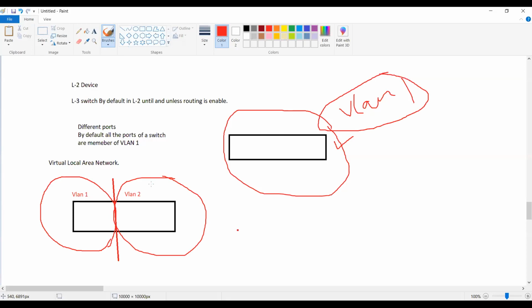Now, in this case, I want two broadcast domains on a switch. For that, I've created another VLAN and I have given some ports to VLAN 2 from VLAN 1. Now what happens? There are two broadcast domains on the switch. Clear? The number of VLANs is equal to the number of broadcast domains. Simple concept.